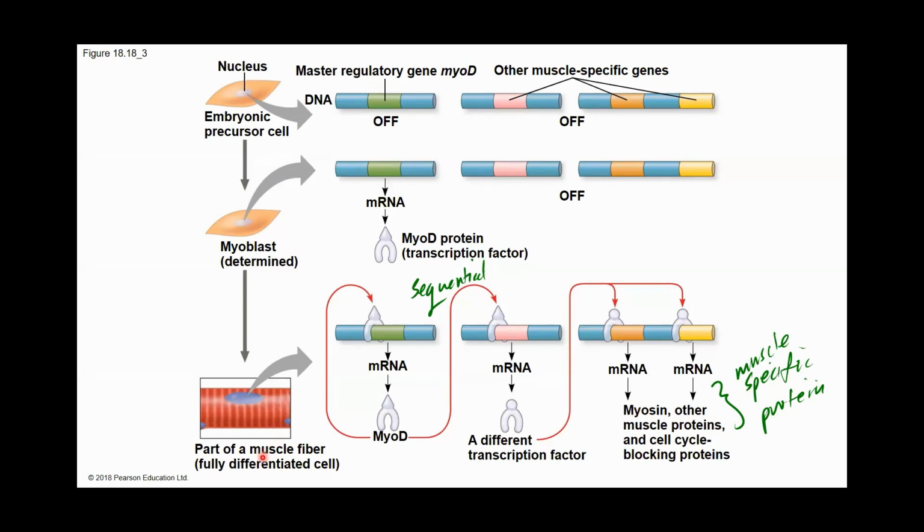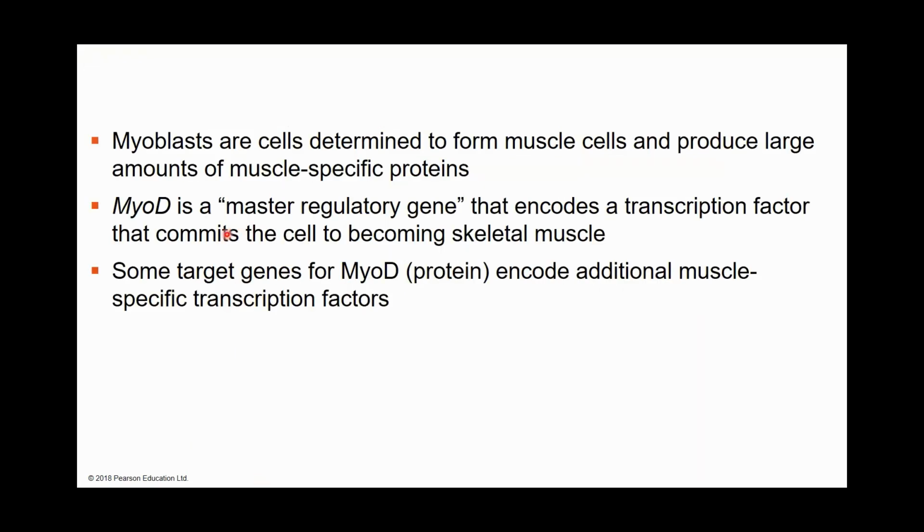Okay? So when these proteins are produced inside the cell, it will transform from a myoblast into a fully differentiated muscle cell. Okay? MyoD is called the master regulatory gene because it will drive the expression of transcription factors that eventually will commit the cell to becoming skeletal muscle.